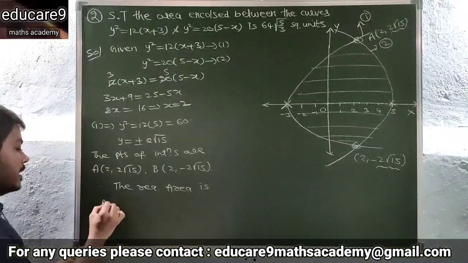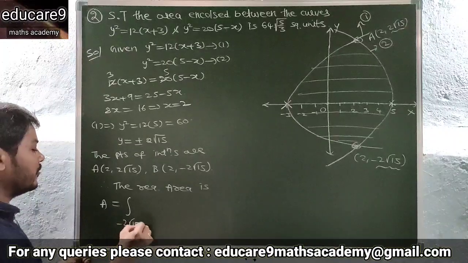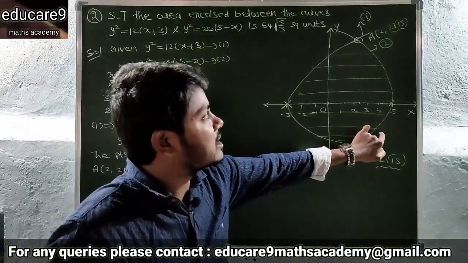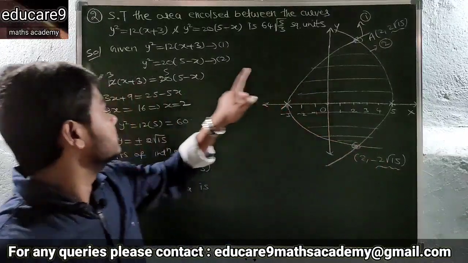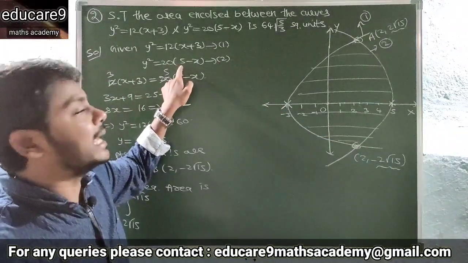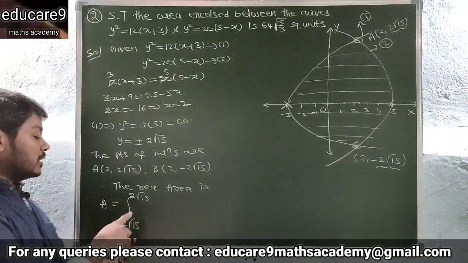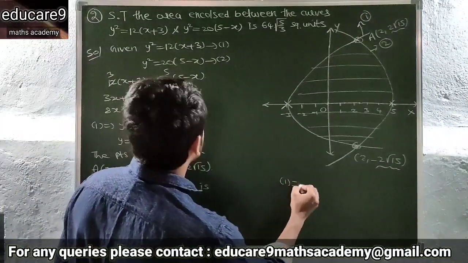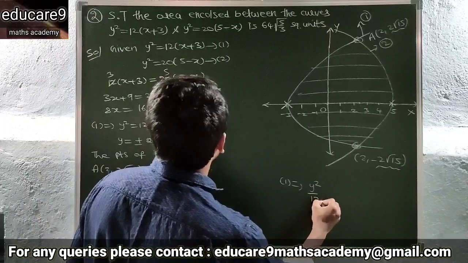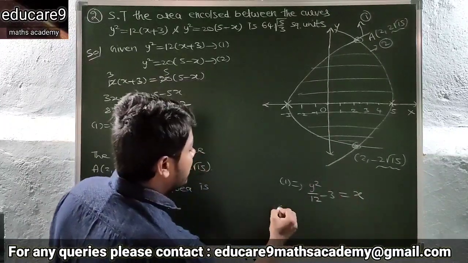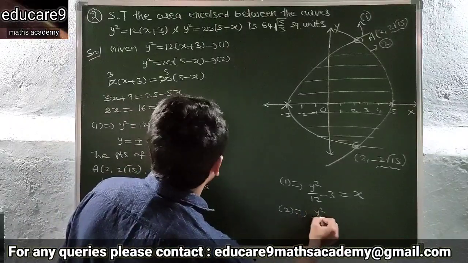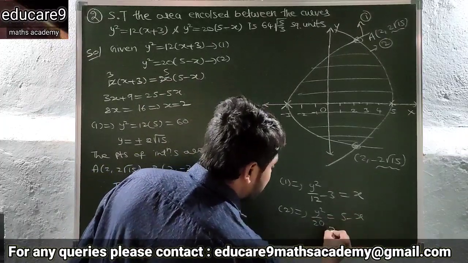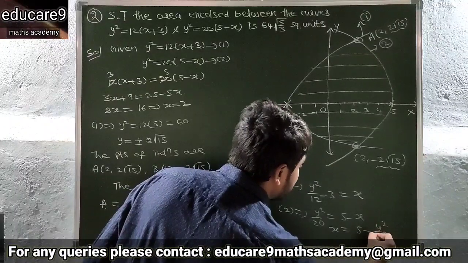A is equal to the integral from minus 2 root 15 to 2 root 15. So what is the x of the right curve? This is the x of the right curve. So clearly, that is equation 2. This one. So from this we need to write the x value, because here the limits are y coordinates. Now see here, clearly from equation 1, y square by 12 minus 3 is equal to x, and from equation 2, y square by 20 is equal to 5 minus x, x is equal to 5 minus y square by 20.